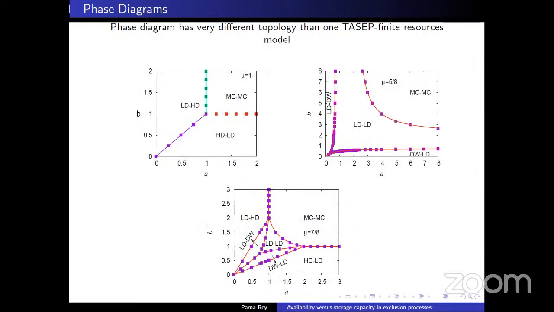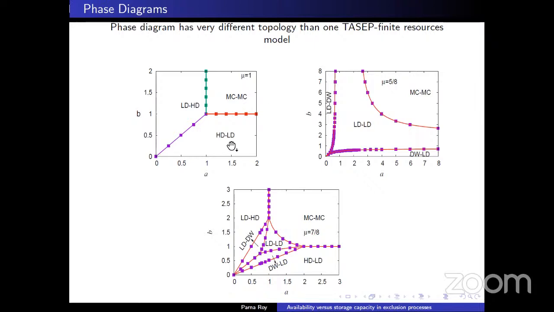For example, along the transition between LD-LD and LD-HD phases, we can see that lane T1 remains in the low density phase. There is only a density jump in the lane T2. So here we will observe a single localized domain wall, because here particle number conservation yields a unique value of the position of the domain wall.